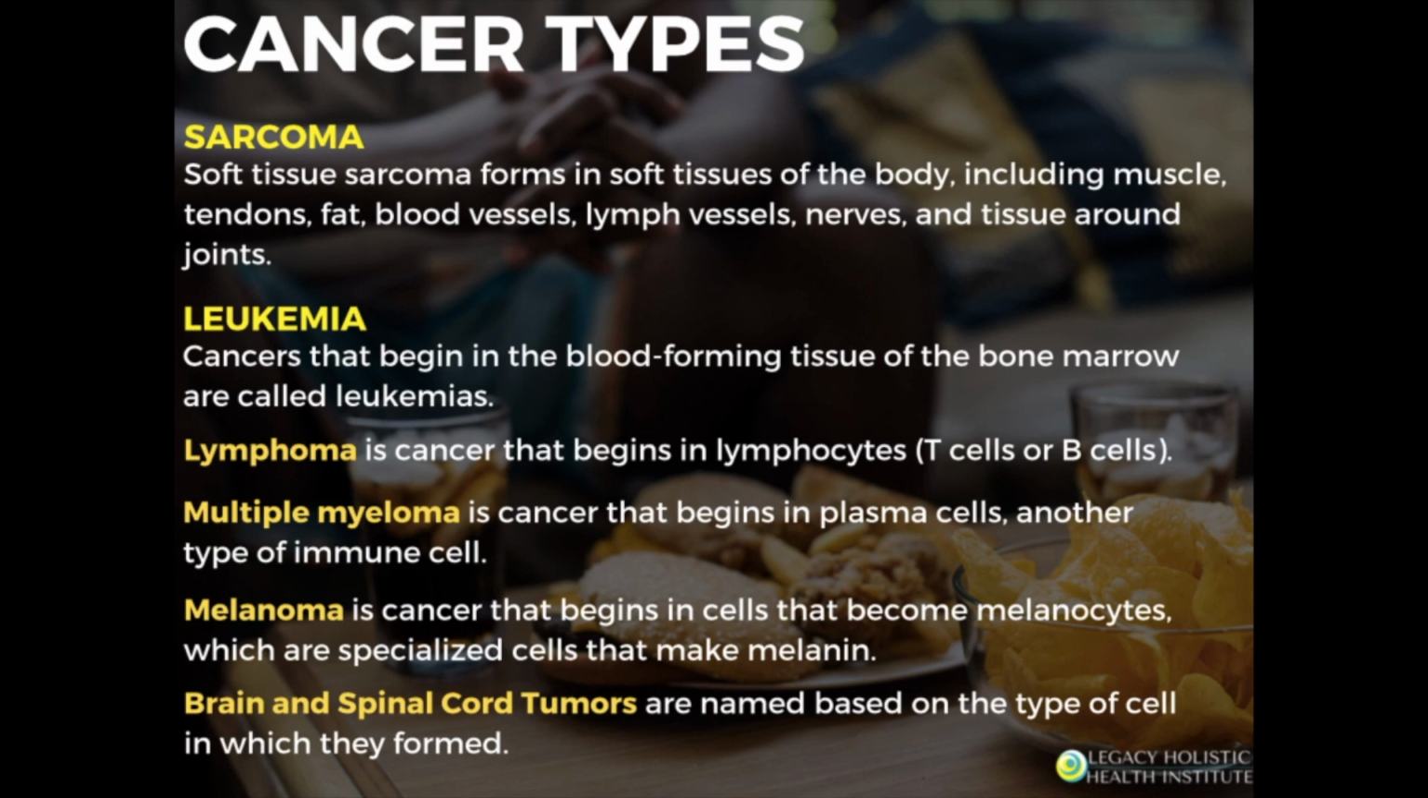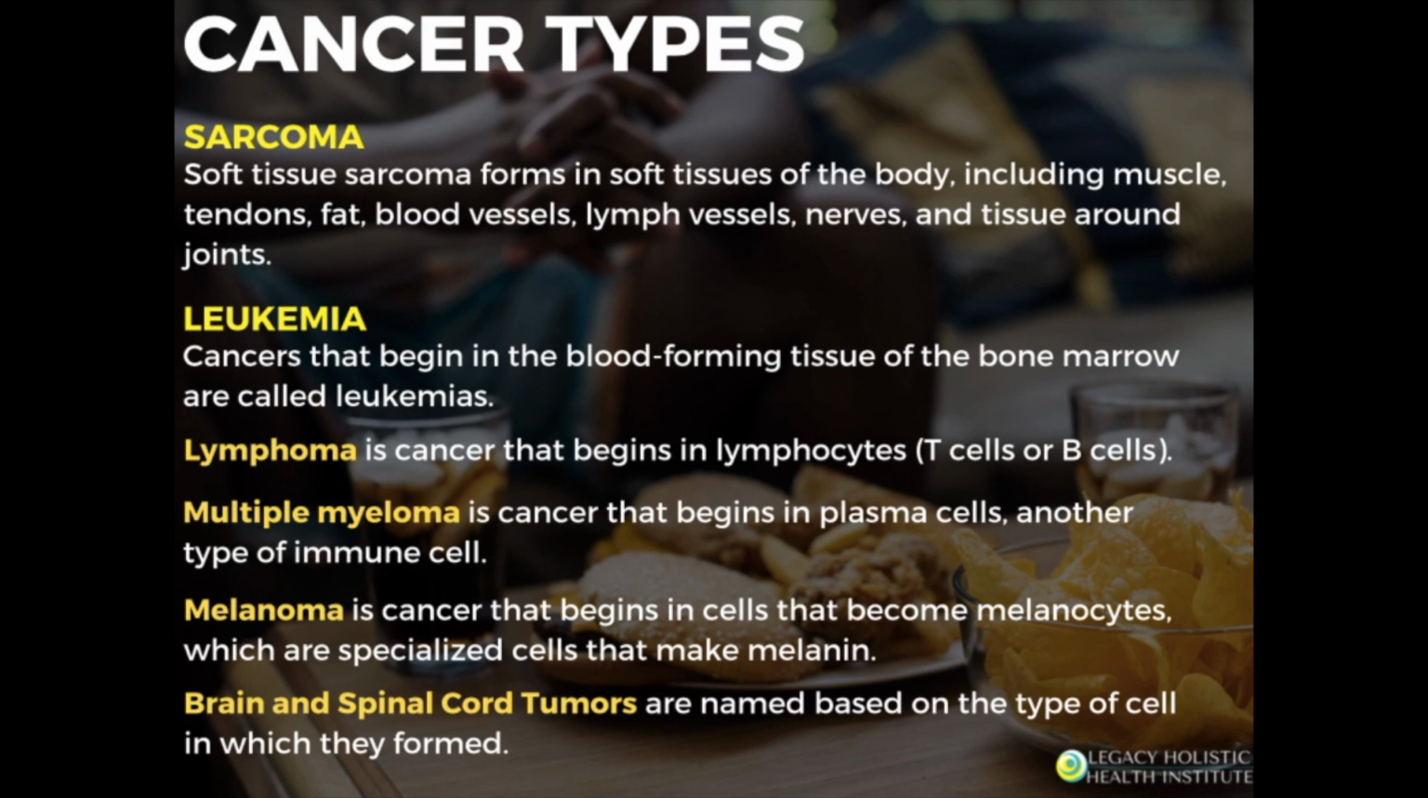Another form of cancer is called multiple myeloma. And it's a type of cancer that begins in cells that become melanocytes, which are specialized cells that make melanin, which is the pigment that gives skin its color. Most melanomas form on the skin, but melanomas can also form in other pigmented tissues, such as the eye.